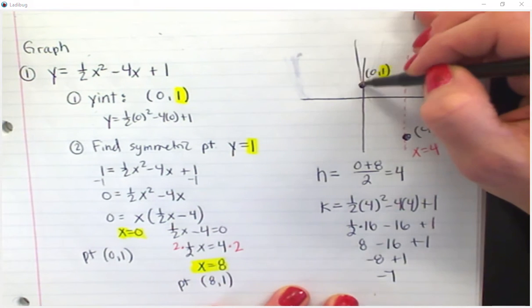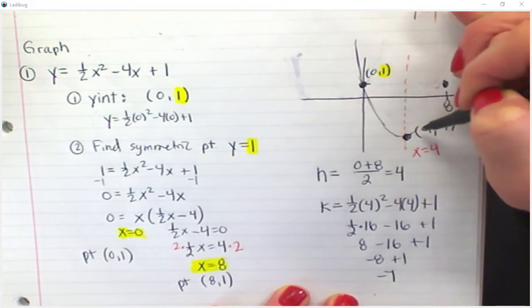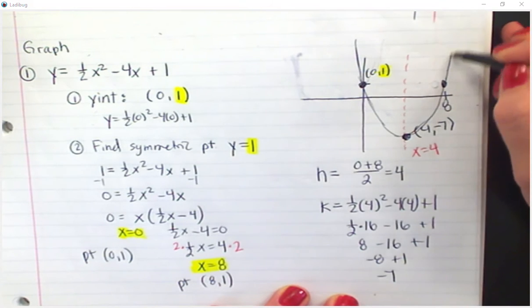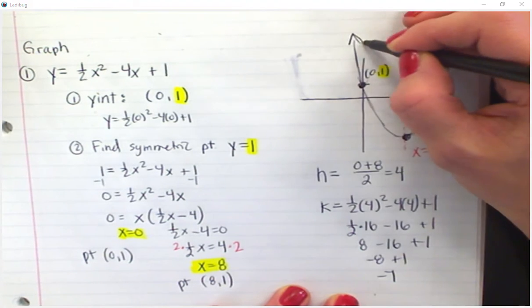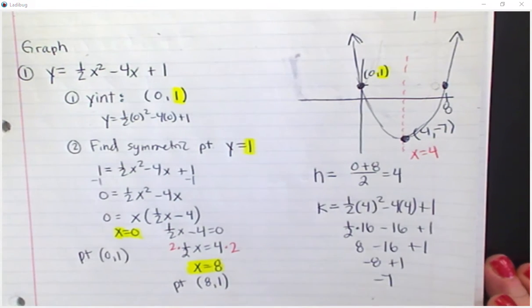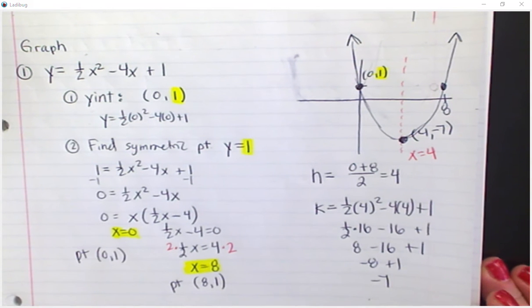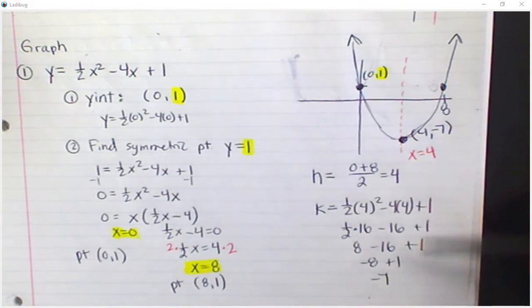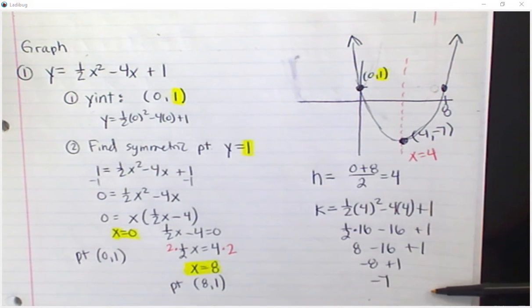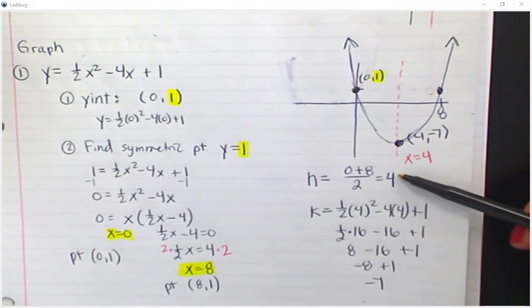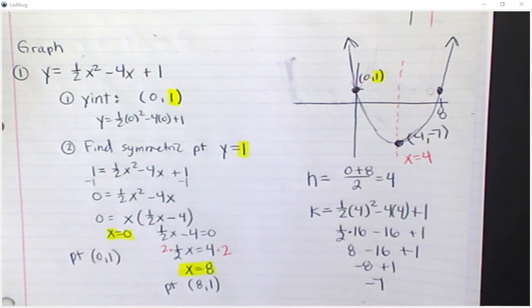And connect the dots in a nice, smooth, concave up way. Yeah, there's kind of a lot of steps, okay? But the good part is finding H and K is very similar to what you did with intercept form. All right, look at what we did. Questions.